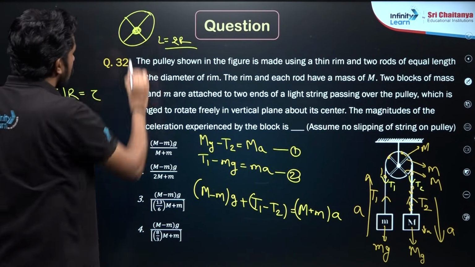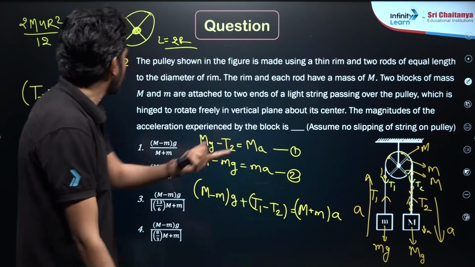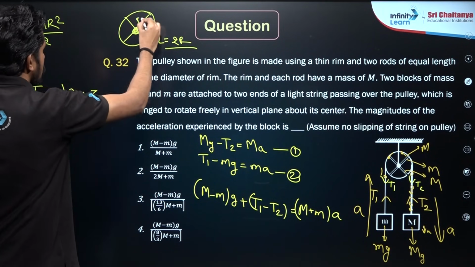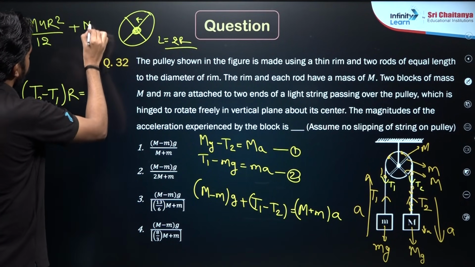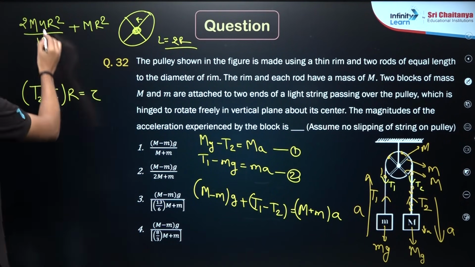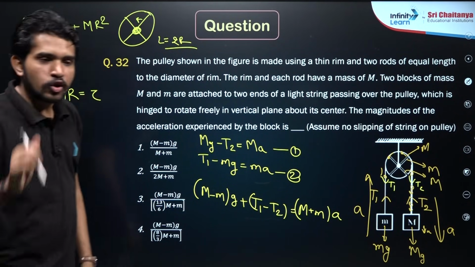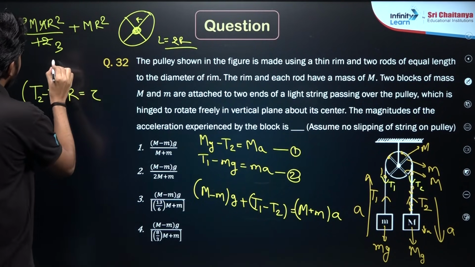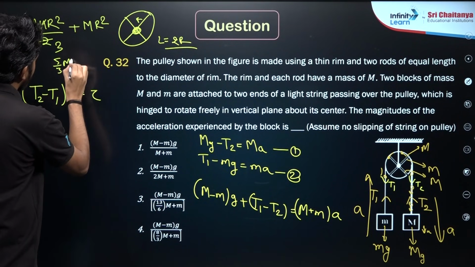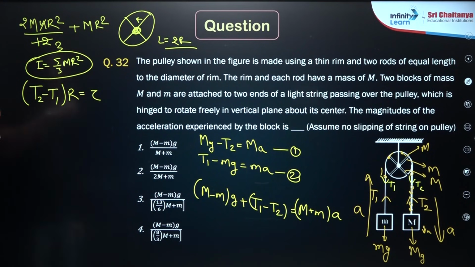Then we have a rim. For a rim, moment of inertia is directly m r square. Now the radius is r, but the length is 2r, radius is r. So here we have m r square. Now the total is 2 by 3 m r square plus m r square. 2 by 3 plus 1 means what? 3 plus 2, 5 by 3. So could I write that 5 by 3 m r square is the moment of inertia for this pulley? Yes, I could.